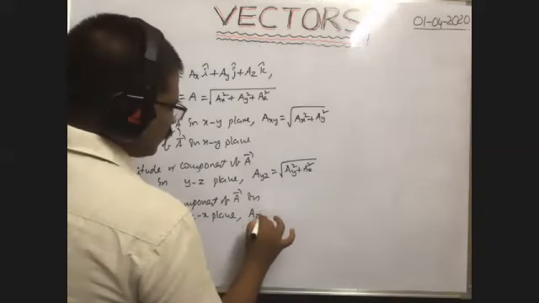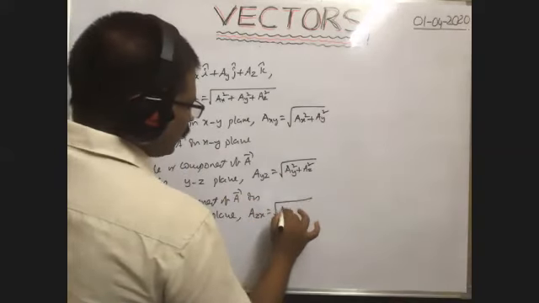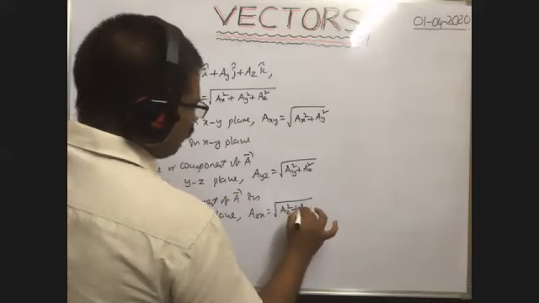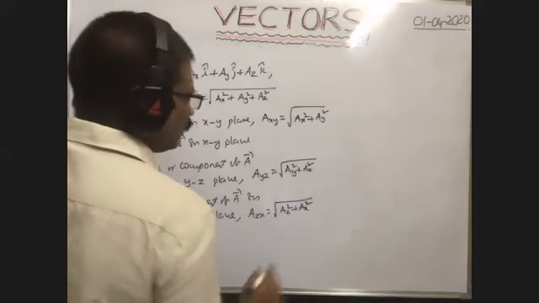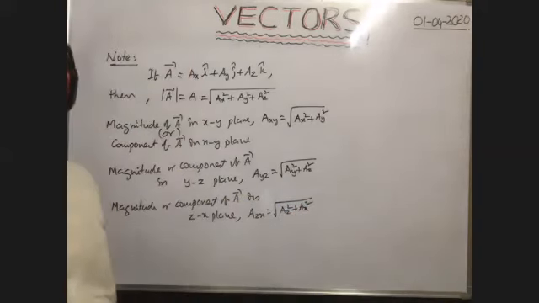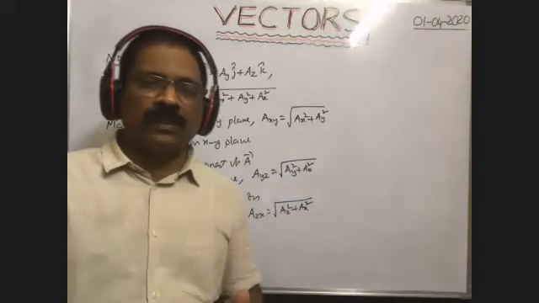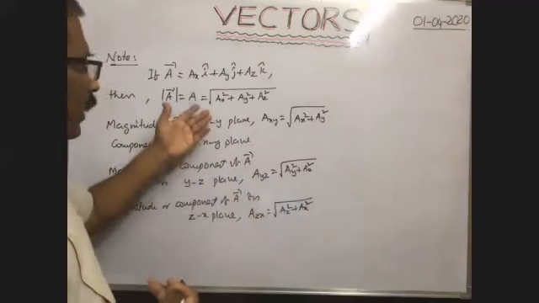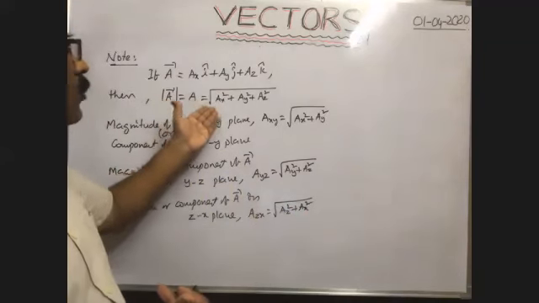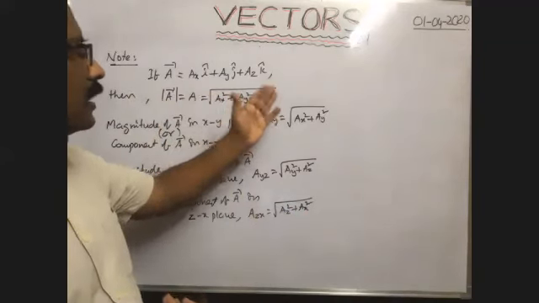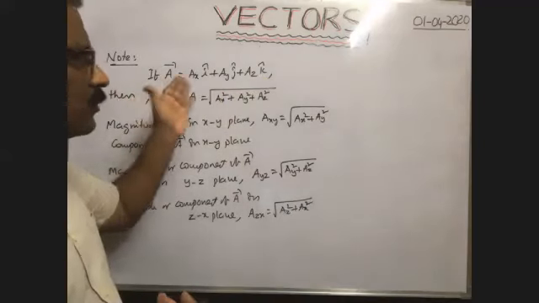Azx is equal to square root of az square, z component square plus x component square. In this way, we can find the magnitudes of the given vector only in xy plane, yz plane, zx plane. Or in space, the magnitude of that vector is square root of ax square plus ay square plus az square. Then what about the directional cosines for this?